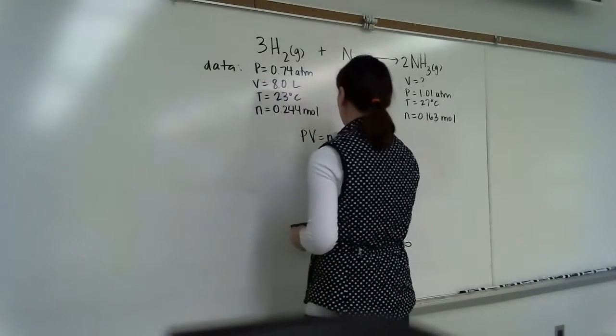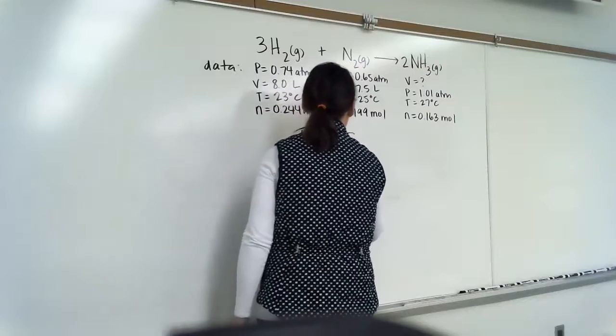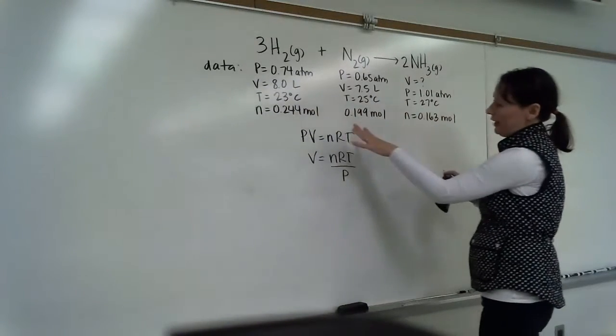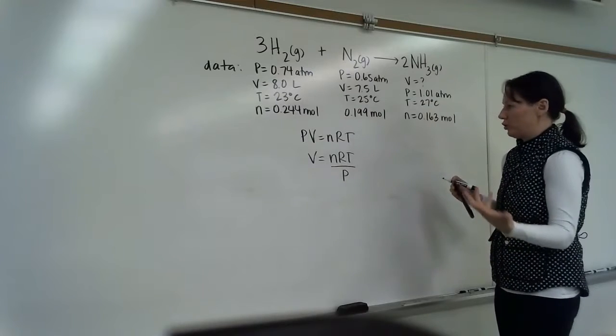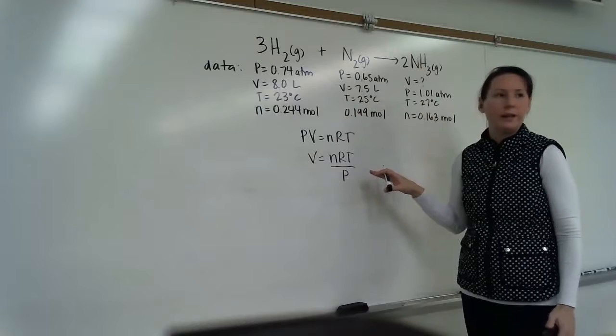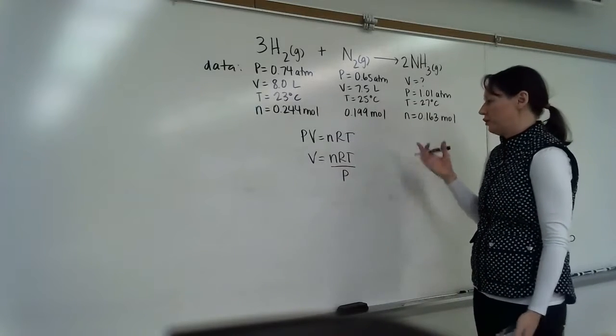PV is equal to nRT. So V would just be nRT over P. Or you could just plug it straight in and then do the arithmetic like you learned in algebra class. It's not going to be any different. I just like to rearrange it first and then plug in because I can put my units in, and that'll help me make sure I didn't make a silly arrangement error.